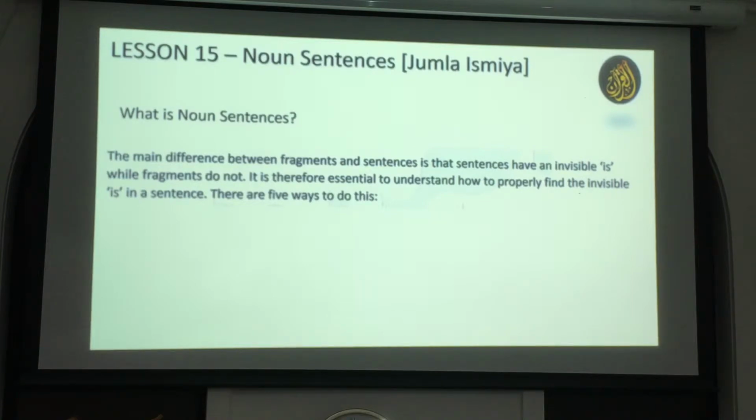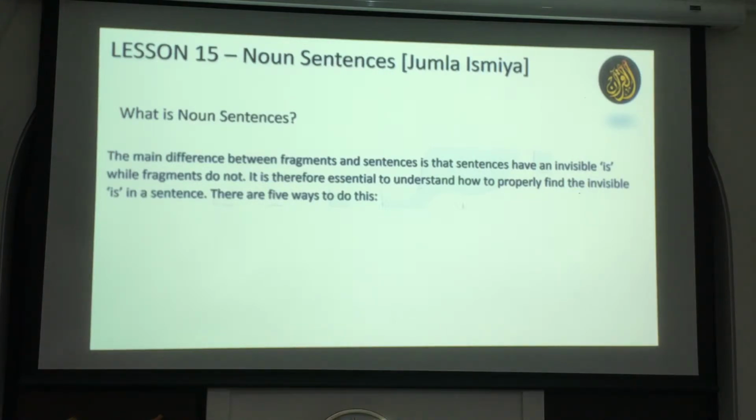The main difference between fragments and sentences is that sentences have an invisible is, while fragments do not have an is, okay? If you remember, the house of Allah, or from the city, min al madinati, that is jar majroor. If we say la'allakum tattakun, la'allakum means so that you, there's no is in the fragments. You won't find any is or am in the fragments, okay. Baitun kabirun, yes, you can say the house is big, that's where it's coming. Some of the fragments have an is, but the sentence has an is, and it's called an invisible is.